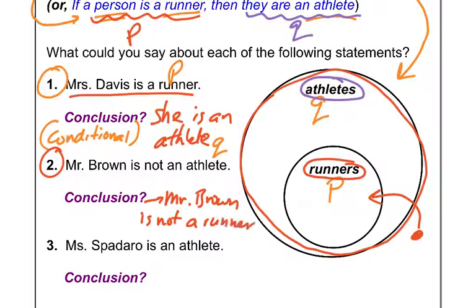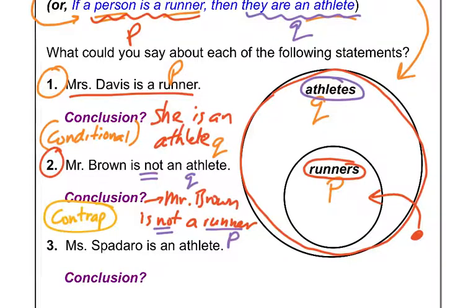Now, what did I just make? I am not an athlete. An athlete was Q. So I'm saying if not Q, you concluded with not a runner. Runner was P. Which one is if not Q, then not P? You just found the contrapositive. The contrapositive. Okay? If not Q, then not P.